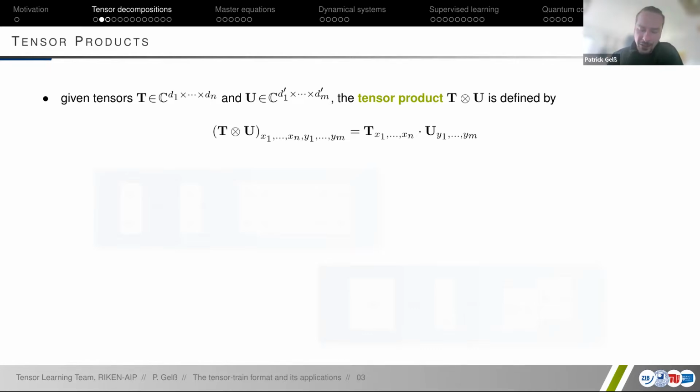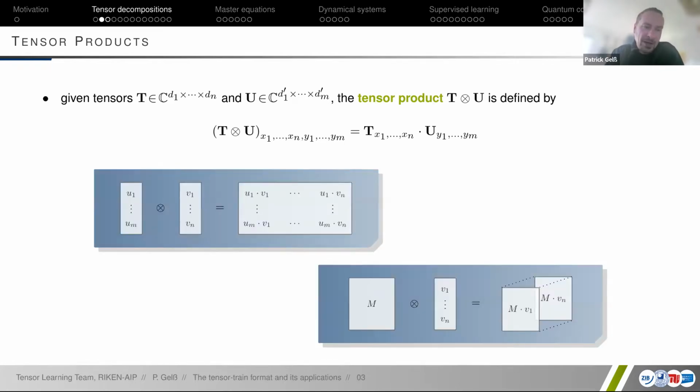And to give you 2 examples here, the first one is the tensor product of 2 vectors, which is also called the outer product. This then defines a matrix, and the entry in the row i and column j is given by the i-th entry of U and the j-th entry of V. And if we take the tensor product of a matrix and a vector, then we get an order 3 tensor, as you saw before. And here, every layer is defined as the matrix M times the corresponding entry of V.